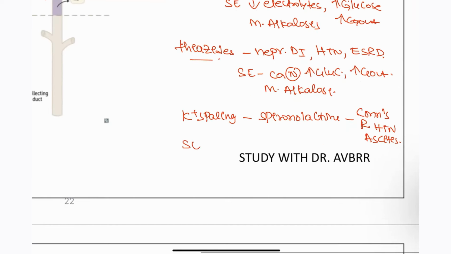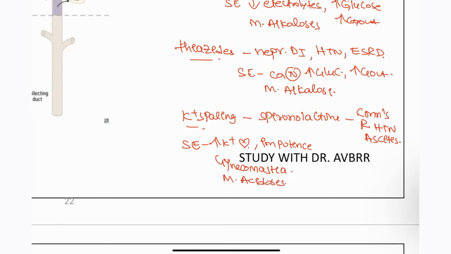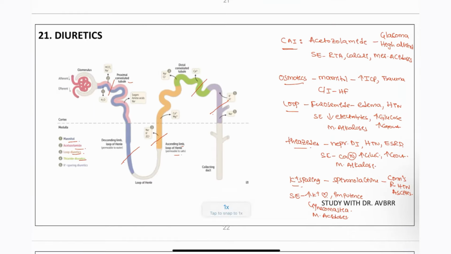What are the side effects when there is potassium sparing? So increased potassium, which will cause heart arrhythmias, will be seen in this patient, and also impotence. Impotence is due to, these are blockers of the androgens, so they also cause gynecomastia. Okay, gynecomastia is also seen in this patient, and metabolic acidosis will be seen, right? These are the important points that you have to take note of about the diuretics.